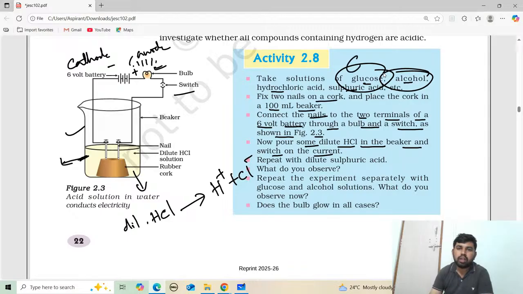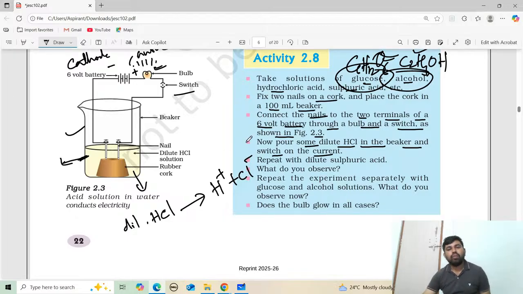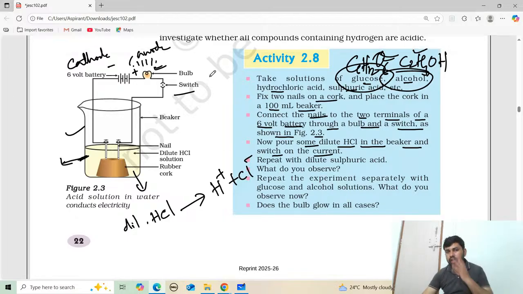Again, I'm writing C6H12O6. This formula is C2H5OH. These contain hydrogen in their formula, but these are not called as what, sir? Acids, because they do not produce H plus ions in the water. So which are acids? They must produce what, sir? H plus ions in the water. How do you confirm? Because the circuit is going to become complete, so the bulb will glow. That's why this activity should be done.